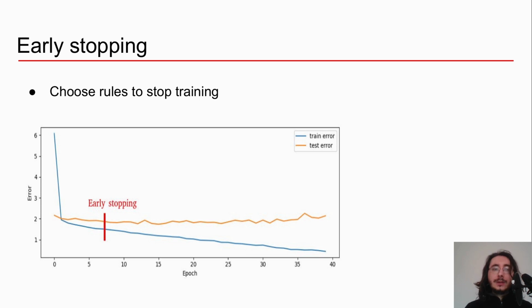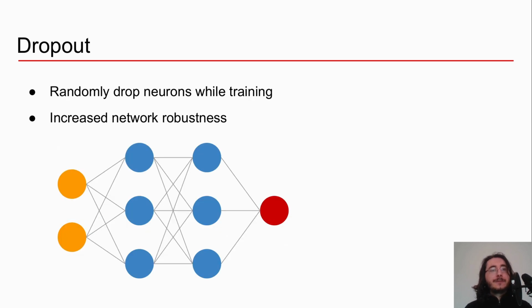Now we have another couple of very useful techniques to fight against overfitting. The first one is called dropout. Dropout is a technique that enables us to randomly drop neurons while training. By doing that, we increase the network robustness. So how does that work?